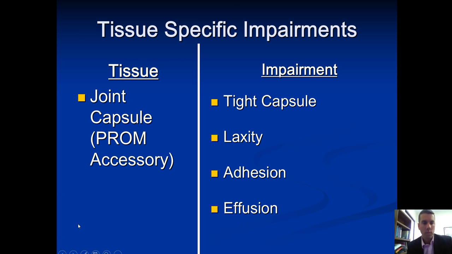Here's some examples of impairments that we'll see with the joint capsule. So you have joint capsule as your tissue. Make it specific. Say glenohumeral joint capsule. Tight glenohumeral joint capsule. Well, there you go. That's a tissue-specific impairment. The impairment is that it's tight. The tissue is that glenohumeral joint capsule. Same thing for the rest of these. Glenohumeral joint effusion. Right? Well, that's a tissue-specific impairment. You're saying glenohumeral joint is the tissue, and then effusion is the impairment.